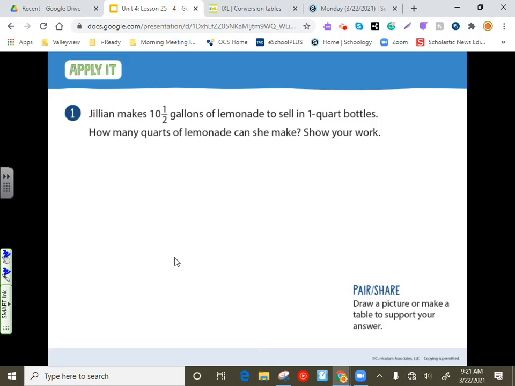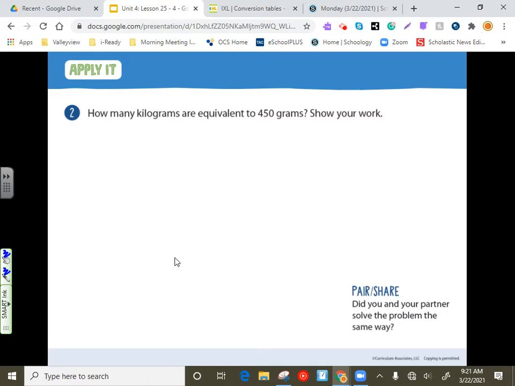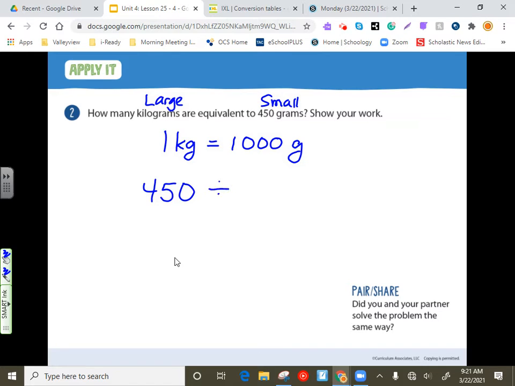And again, for some of these last parts of a lesson, we don't do all of them. All right. How many kilograms are equivalent to 450 grams? So I know that 1 kilogram equals 1,000 grams. So I know my grams are my small, and my kilograms are my large. But what we're doing is taking the small in this case and converting it to a large, which means we divide. And we're going to divide by 1,000.